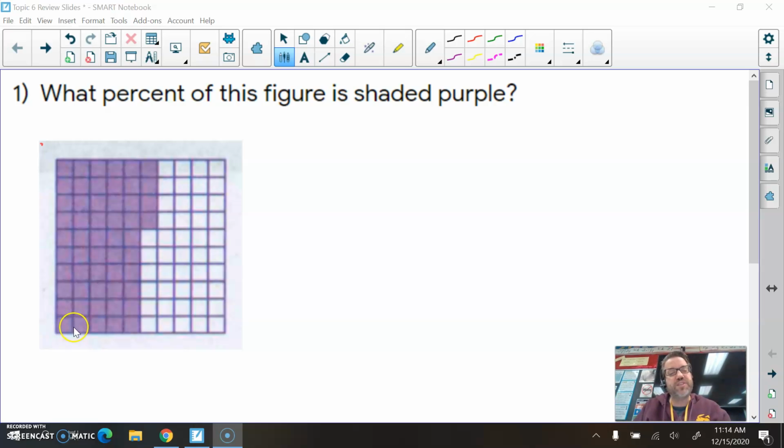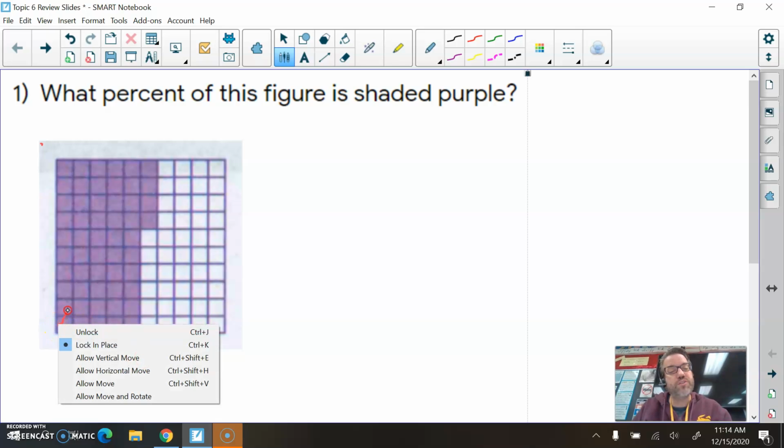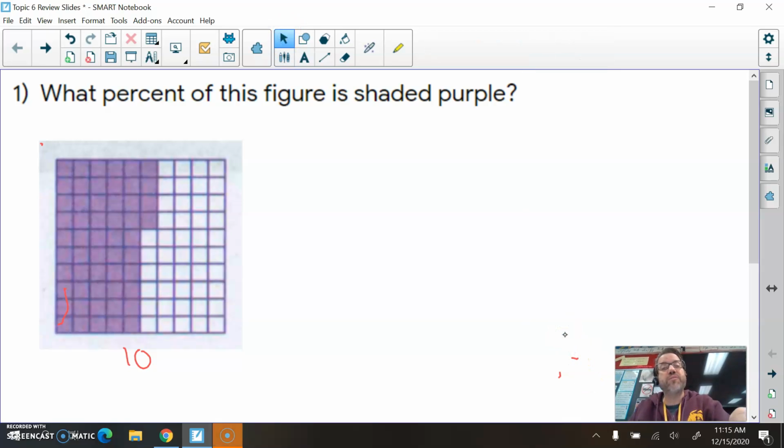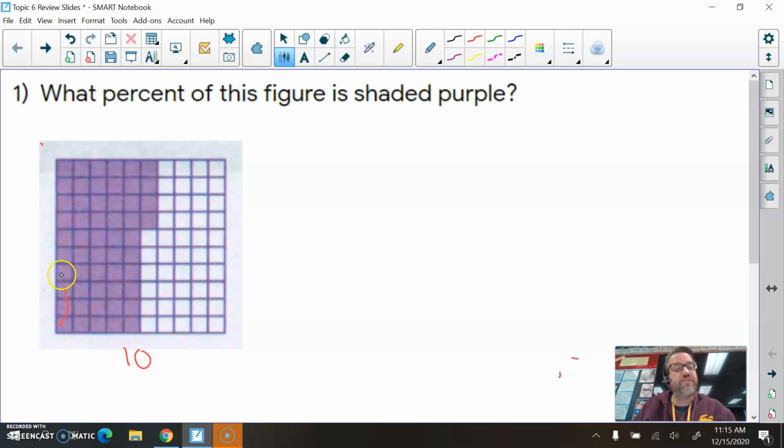So let's see if it is 10 wide and if it's 10 high. 1, 2, 3, 4, 5, 6, 7, 8, 9, 10. Okay, it has a width of 10. And then the height, 1, 2, 3. Oops, I'm writing all of a sudden. Don't want to do that. And there we go. 1, 2, 3, 4, 5, 6, 7, 8, 9, 10. It is 10 high as well. Okay, so if you take the length times the width, 10 times 10 does equal 100. So we have 100 squares here.